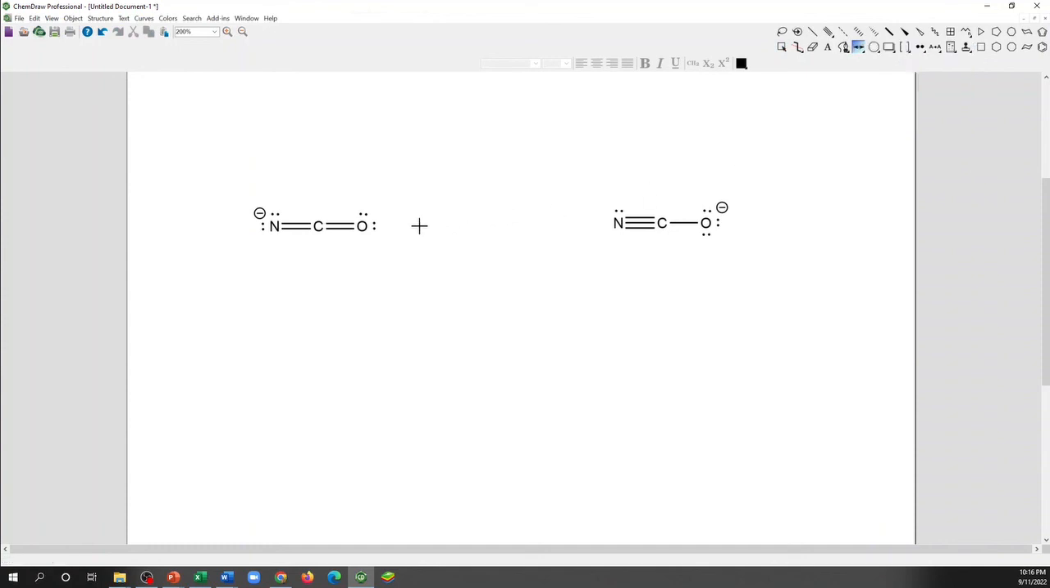Resonance structures are connected by double-headed arrows. And if we're being as tedious as chemists like to be, we also take resonance structures and put them in brackets. So here is my correct representation of resonance structures.